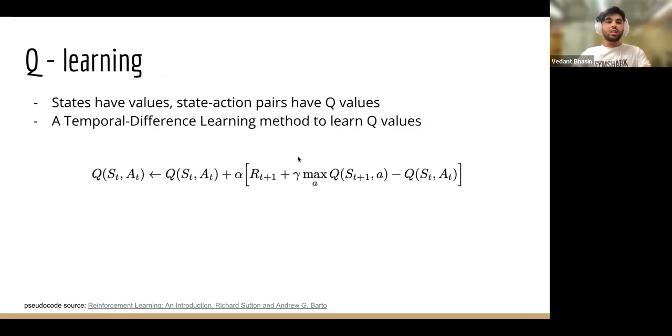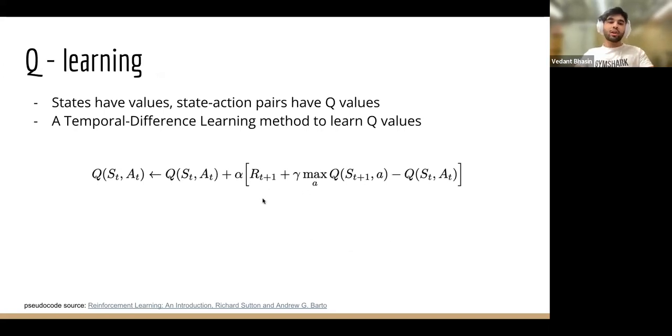The reason we spoke about dynamic programming based methods and then Monte Carlo methods and then temporal difference methods is because Q learning is part of the family of temporal difference learning.